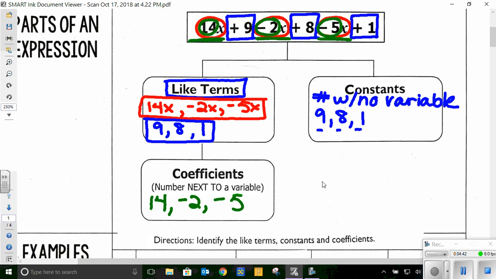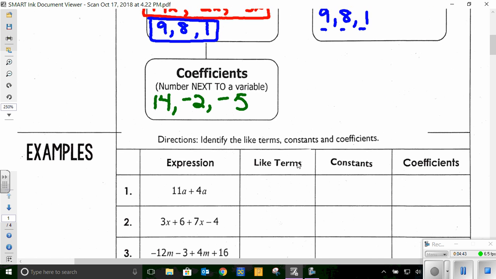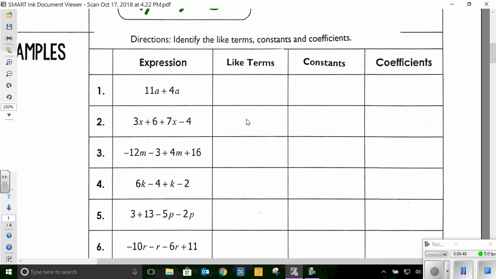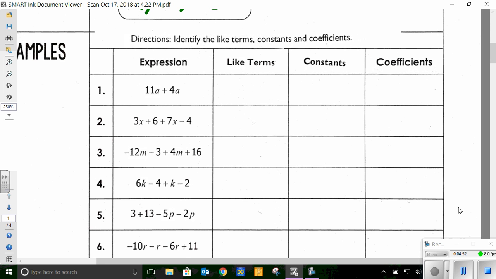All right, now that we understand, hopefully, a little bit more about that, let's do a couple of examples just to see how many like terms and constants and coefficients we have. So first of all, my like terms for number 1. Again, the best way I can tell you to do this is to circle your terms. In this case, I have two terms in this expression. I have 11a, and then I also have a positive 4a.